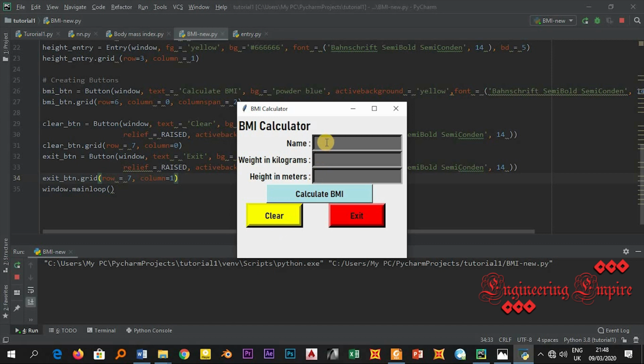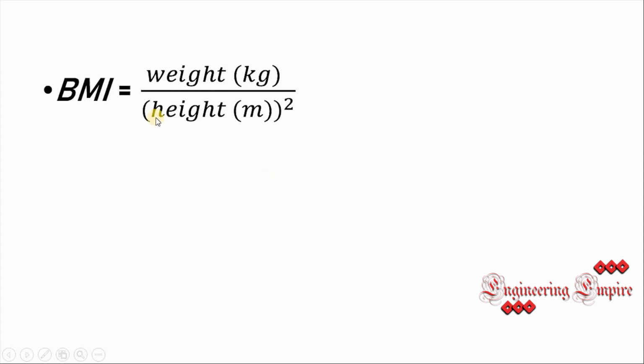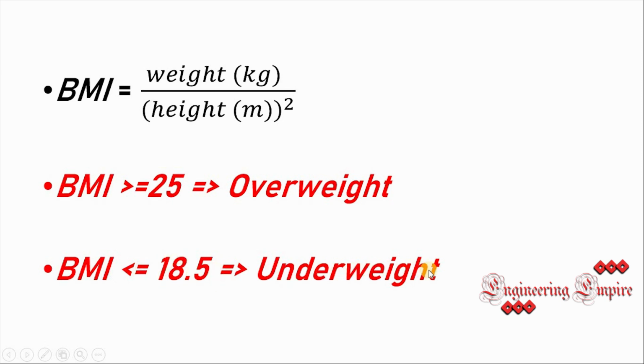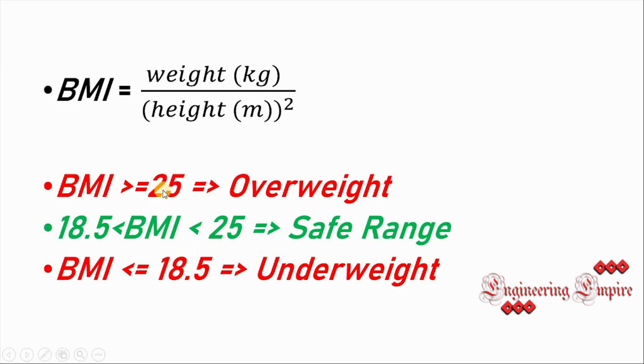Now what I am expected is the name will be inserted here. Let me call it engineer. Then the weight would be maybe something like 75, the height maybe 1.7 or 1.5, whatever. Now when I click this one, it must give me the body mass index. How do we calculate the body mass index? Body mass index is calculated by the weight in kilogram divided by the height squared in meter squared. If the BMI is greater than or equal to 25, the person is overweight. If it is less than 18.5, it will be called underweight. But if the person is within the range of 18.5 to 25, that would be a safe range. So the unsafe ones will be in red, and the safe range would be in green.